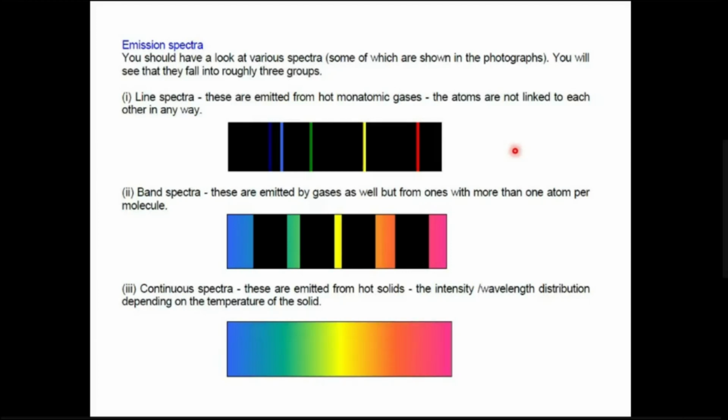The continuous spectra is generally emitted from a hot solid. When we talk about a solid, the atoms are compactly arranged and the intensity or wavelength distribution depends on the temperature of the solid. Okay, so that is the continuous spectra.